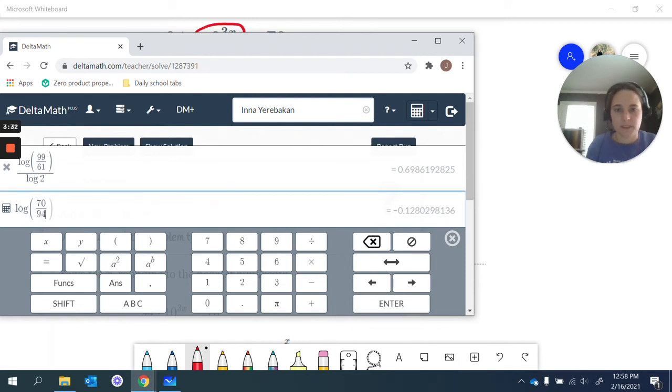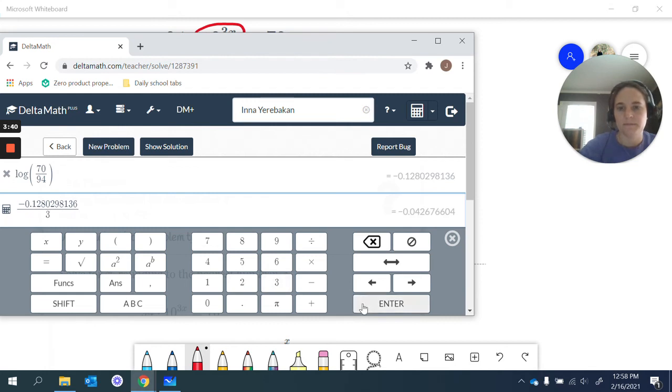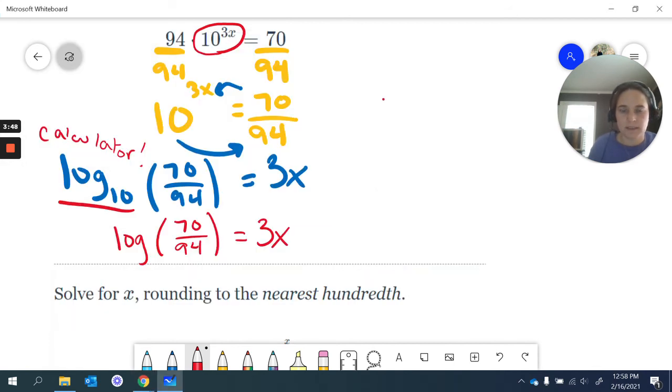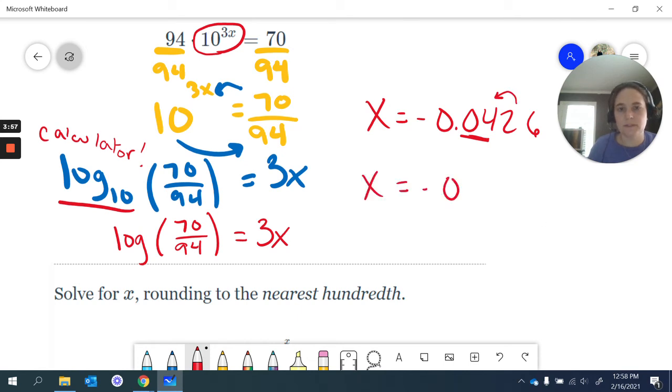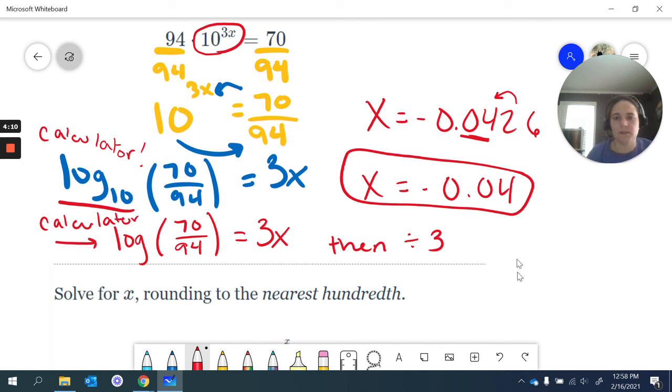So here is my answer. And then we're going to divide that by 3. So our answer is negative 0.0426. If we want to go to the hundredths, 2 keeps it the same, and I would just type it in like that. So into the calculator, and then divide by 3 to get the x all alone.